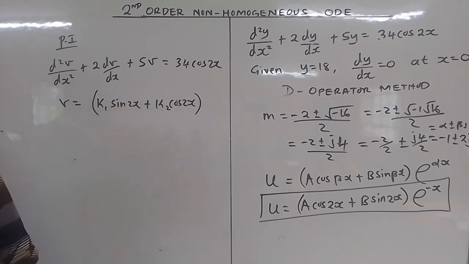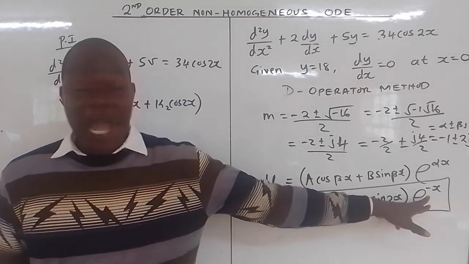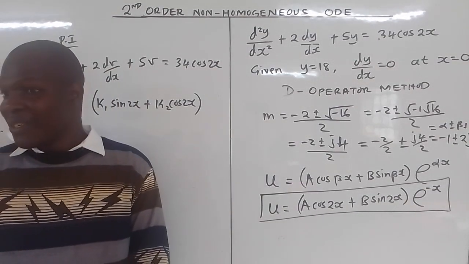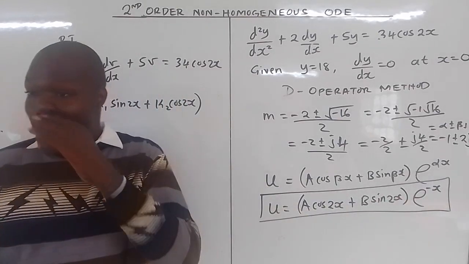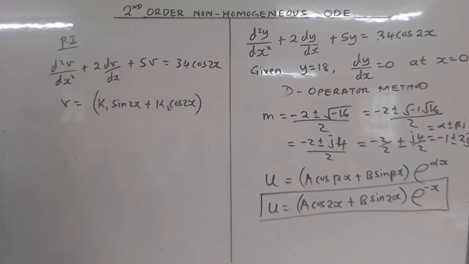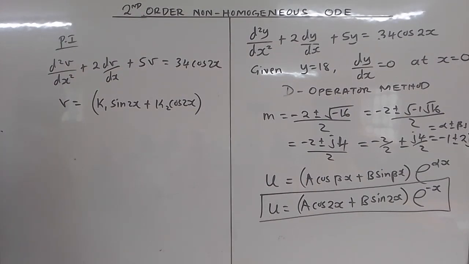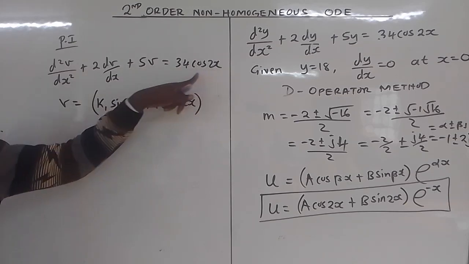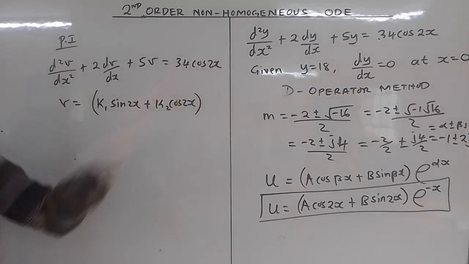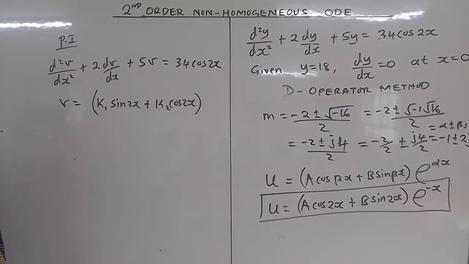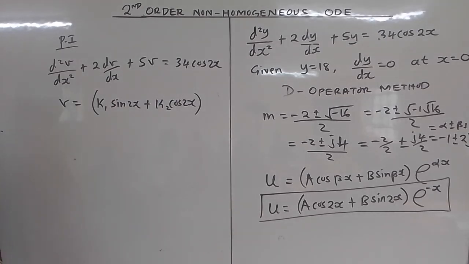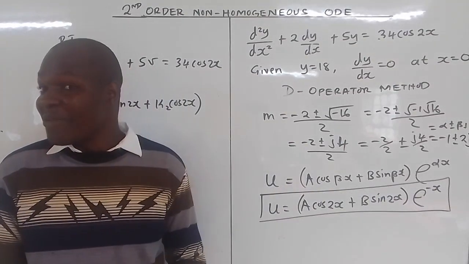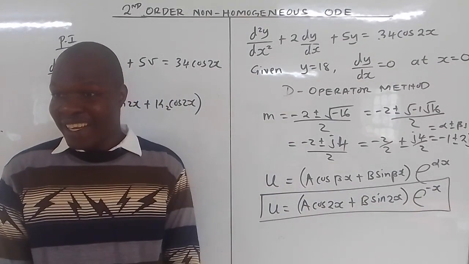Look here. This is not just cos 2x. Remember, it is cos 2x times exponential negative x. So here we don't have just cos 2x, we have cos 2x exponential negative x. And in our function we have just cos 2x. It is not a product of cos and exponential, isn't it? So it means cos 2x is not in the complementary function. This is not just cos 2x, it is cos 2x times exponential negative x. See this exponential negative x outside?